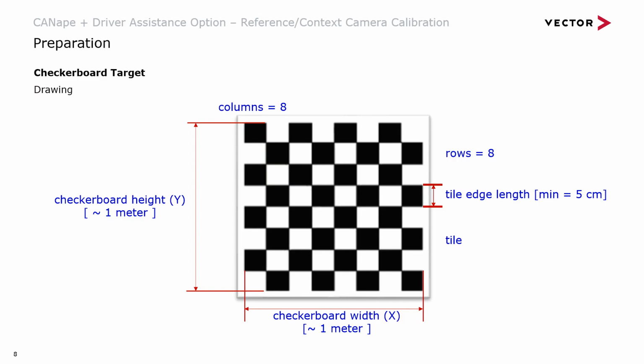Here are some additional details and terminology regarding the chessboard target. Rows are defined as horizontal tiles. Columns are defined as vertical tiles. The overall chessboard width and height are from the outer edge of the first tile to the outer edge of the last tile, including the white tiles. The tile edge length is a subsquare dimension. In this example, the tile edge length is 5 centimeters.